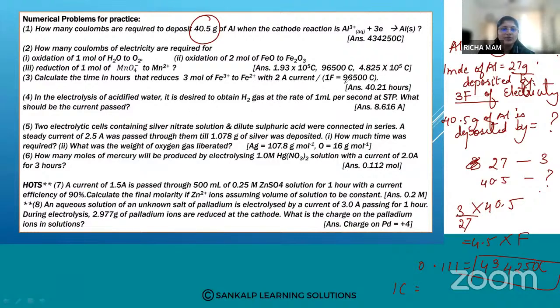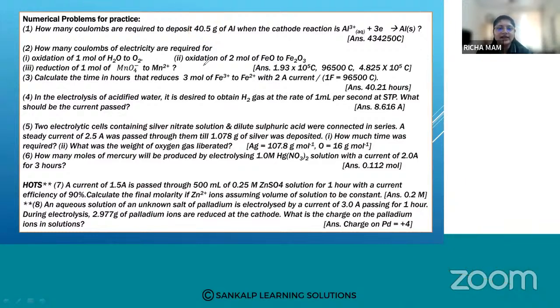Do you want to solve one more? So solve the second one. How many coulombs of electricity are required for oxidation of 1 mole of H2O to O2, oxidation of 2 moles of FeO to Fe2O3, and reduction of 1 mole of MnO4 minus to Mn2 plus?